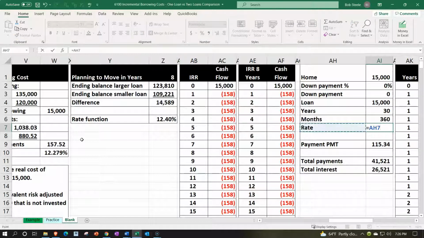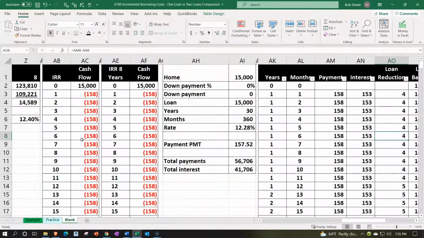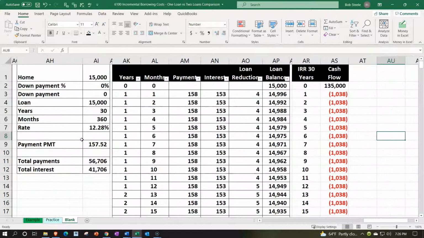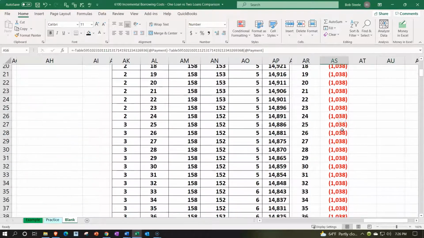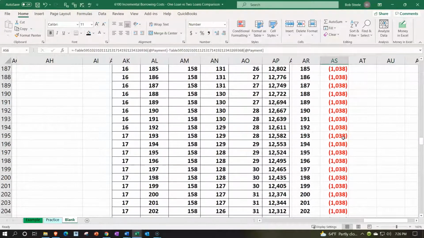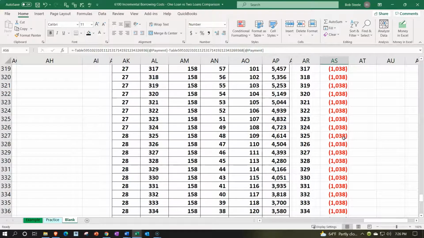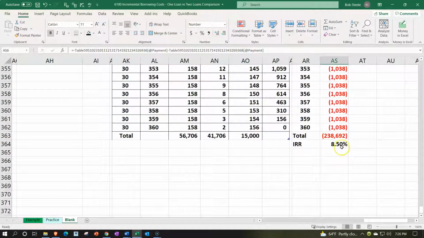So let's take the rate and say, well, what if I use that 12.279 rate, 12.28 about, and then we got this all calculated out. It's picking up the proper payments now based on that information. If we look at our cash flow and our IRR at the end of the day, then that's going to be that 8.5. So there is our 8.5.